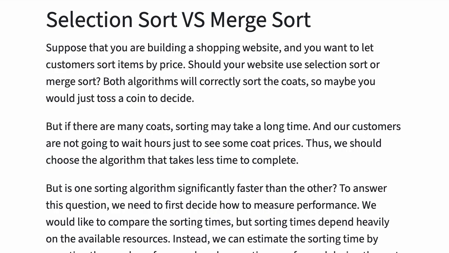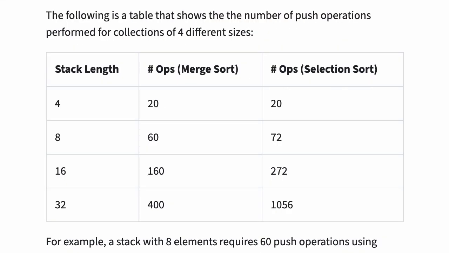To answer this question, we need to first decide how to measure performance. We would like to compare the sorting times, but sorting times depend heavily on the available resources. Instead, we can estimate the sorting time by counting the number of pop and push operations performed during the sort. We can reasonably assume that the sorting time is proportional to the number of stack operations needed to complete the sort. The following is a table that shows the number of push operations performed for collections of 4 different sizes.